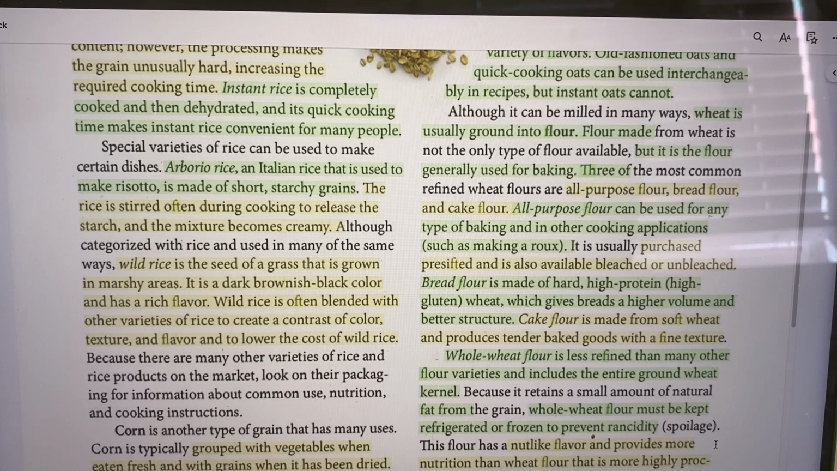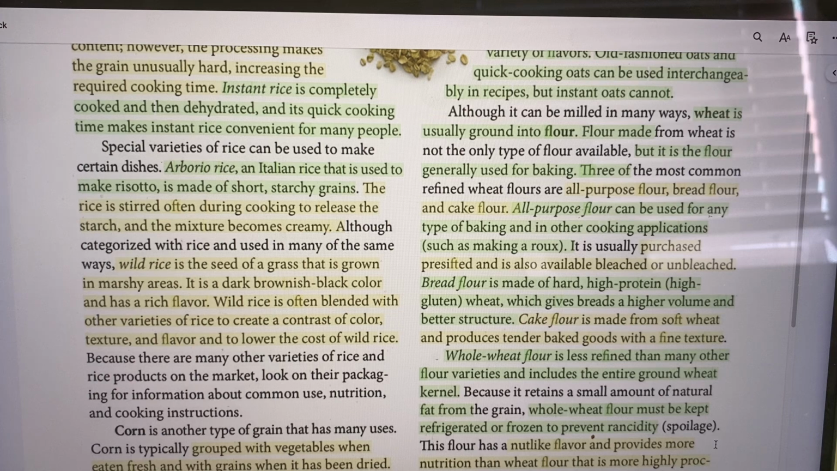So remember, it's high gluten if you have a gluten intolerance, right? Bread flour is made of hard, high protein wheat. And cake flour is made from soft wheat, which produces tender baked goods with a fine texture. So, what are the three common types? All-purpose flour, bread flour, and cake flour.